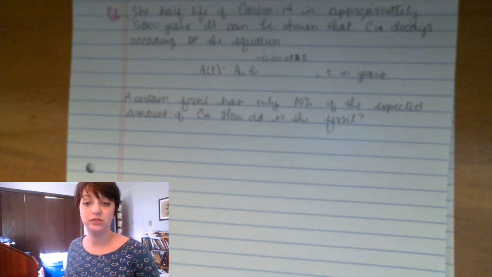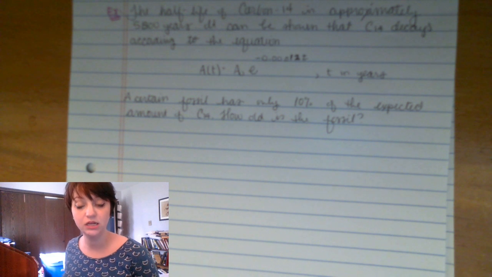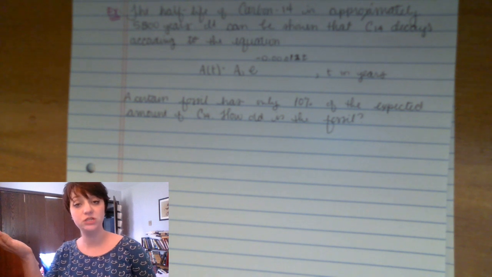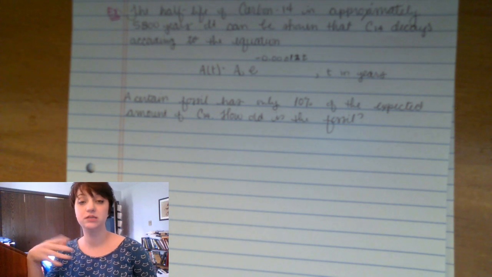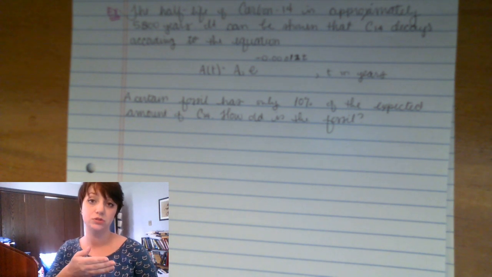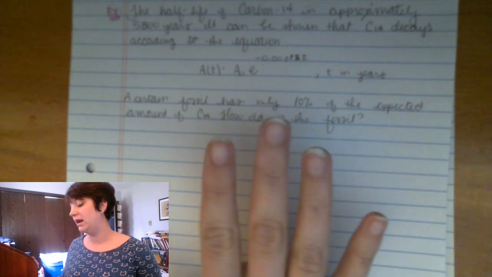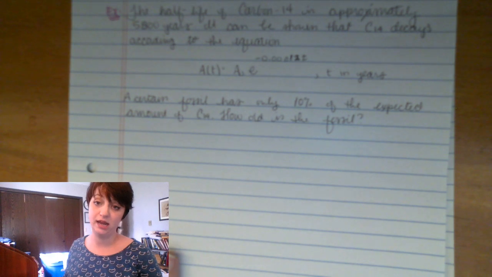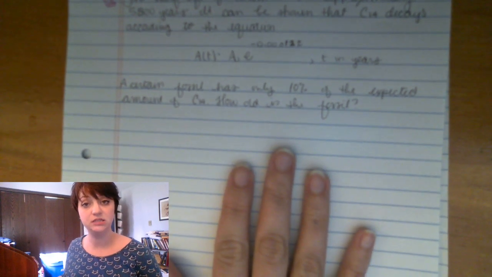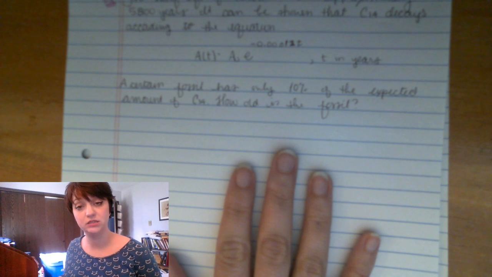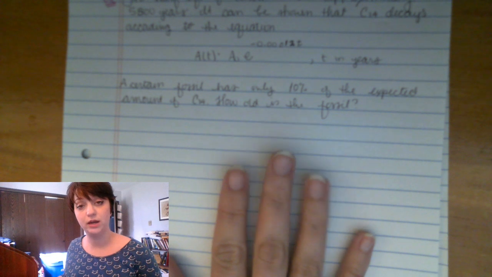A certain fossil has only 10% of the expected amount of carbon-14. How old is the fossil? So when this creature died, it had 100% of the expected amount of carbon-14, whatever that amount was. Like an elephant would have more carbon-14 in it than, say, a mouse, right? So it had 100% of its expected carbon-14 when it died, and as it lay, it decayed. And now we dug it up and we did a test, and there's only 10% of the carbon-14 that we would have expected to find. So we can use that to determine how old the fossil is.